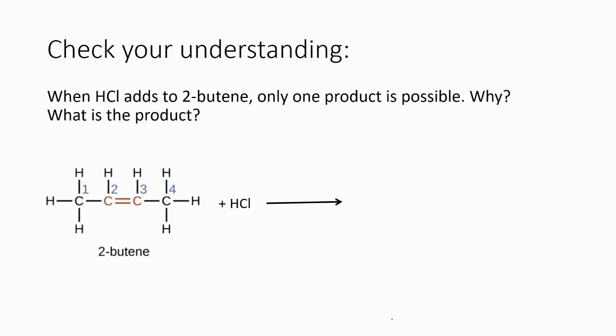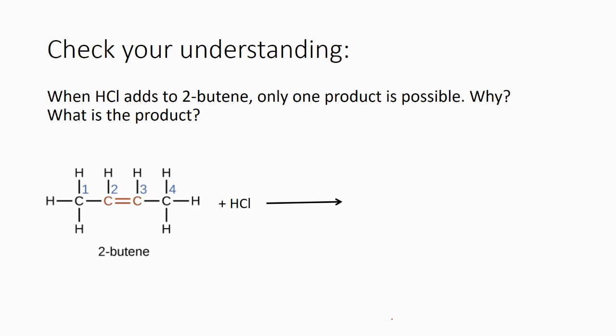There's another question for you. When HCl adds to 2-butene, only one product is possible. Why is this? What is the product it forms? Pause the video now and have a think about it, draw the product out and state the reason why only one product is possible. Pause the video now.